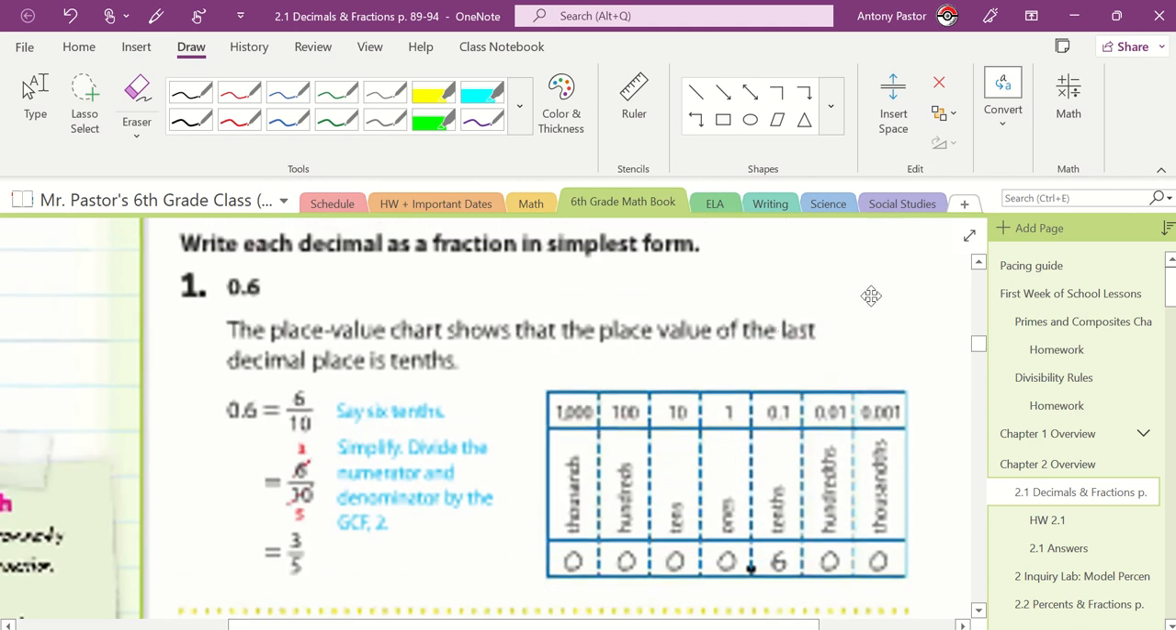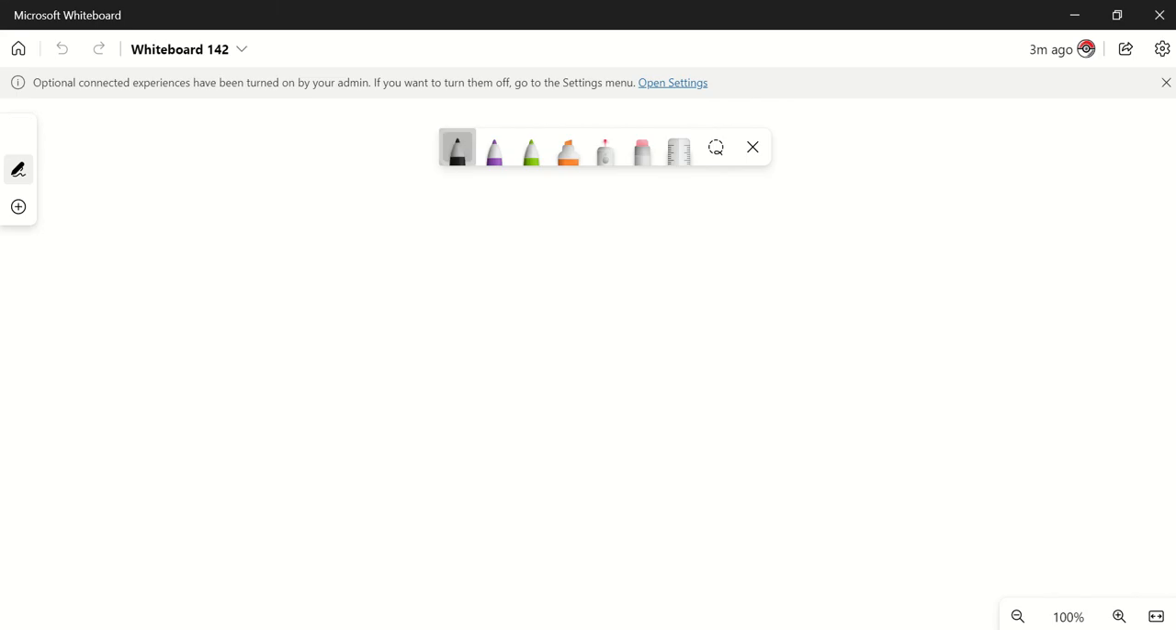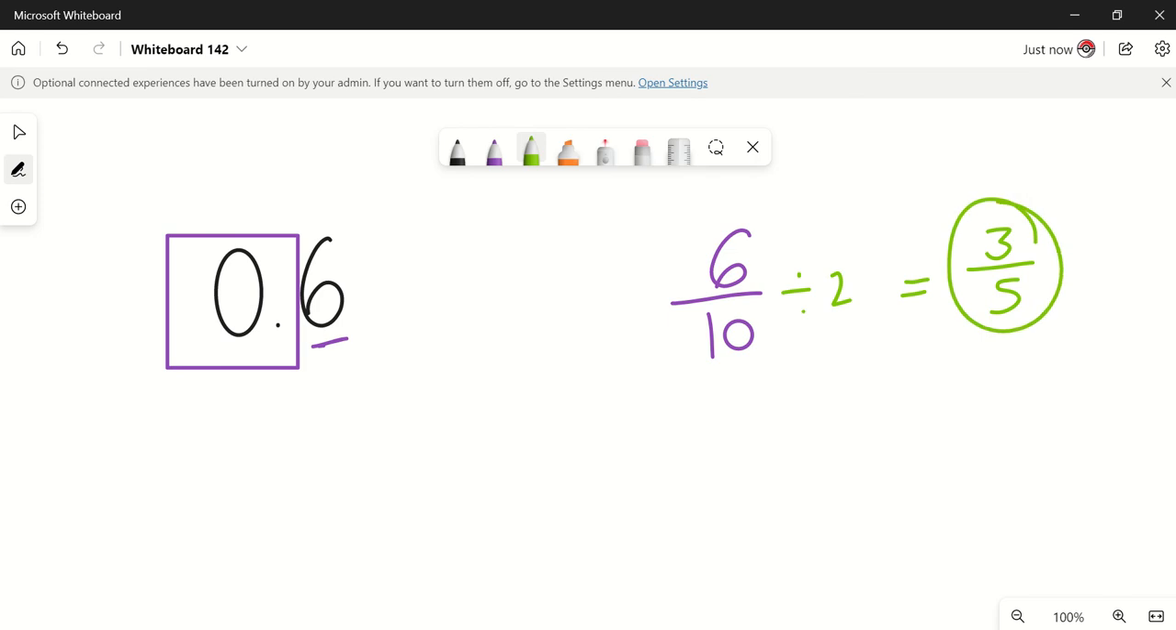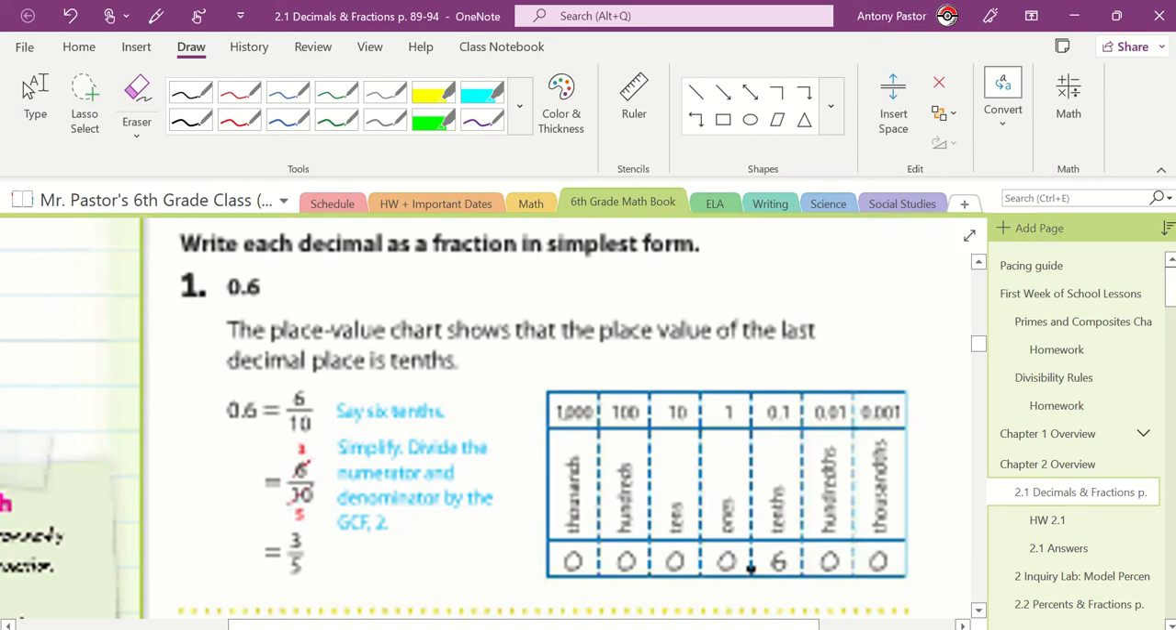Write each decimal as a fraction in simplest form. 0.6 is the same thing as saying 6/10. 6 and 10 have something in common. So again, let's look at what the book wants us to do. 0.6. Again, we look at place value. Whole number, we don't have one, so we're just looking at the 6. This will be 6/10. If I divide both of these by 2, I'm going to get 3/5. 3 and 5 have nothing else in common. Therefore, my simplest form is 3/5, which is what it says down here.